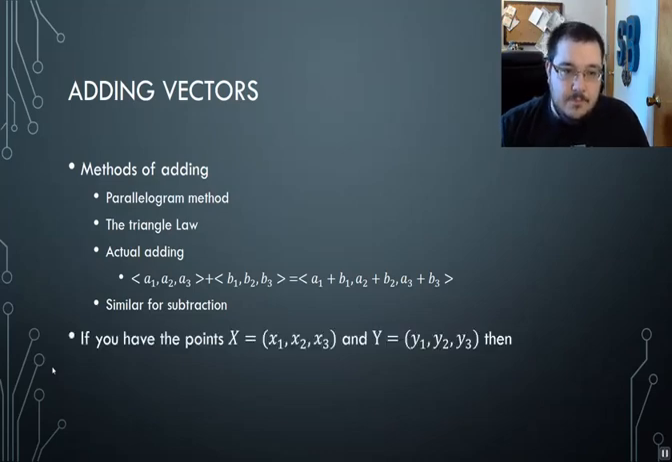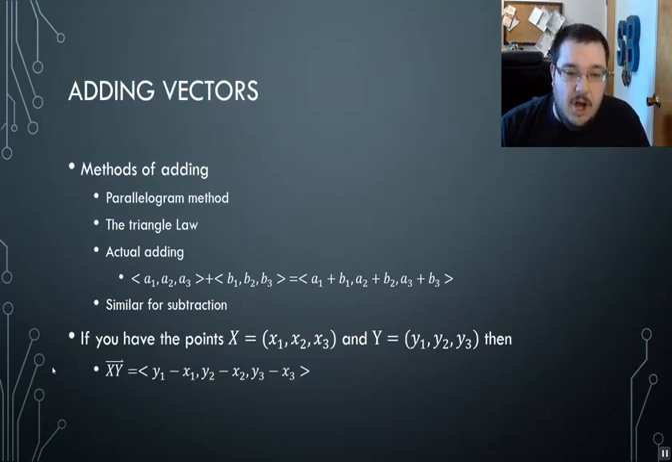Now, we'll come to the diagrams for the 2 other methods of adding. But if you have 2 points, x and y, and you want to have a vector that's going between them, then for the vector going from x to y, you subtract them in the opposite direction, so y minus the x values. You have to keep that in mind because the ending point is where you want to be, so that's positive, and you want to take away where you were.